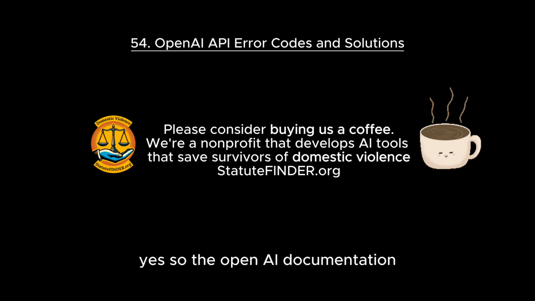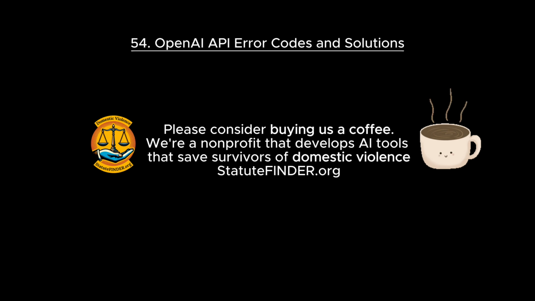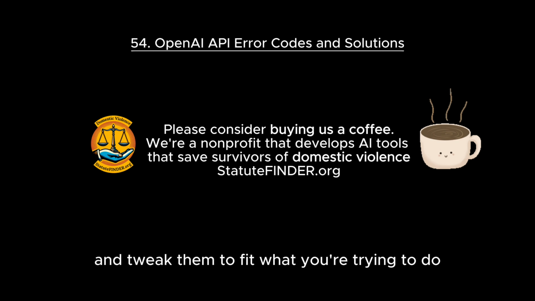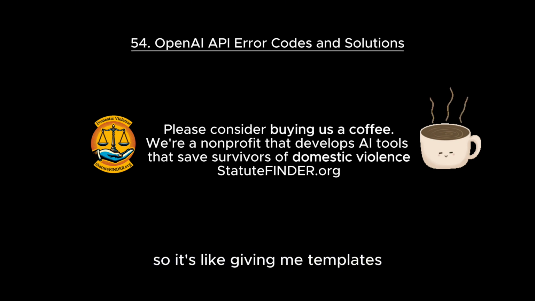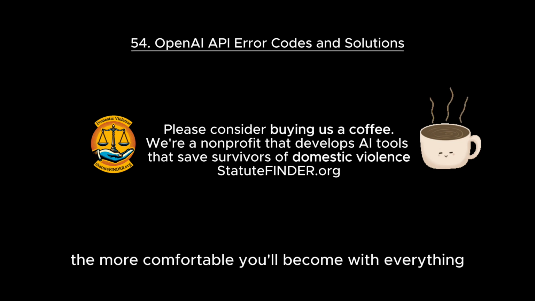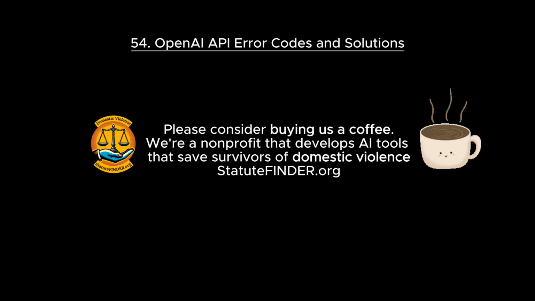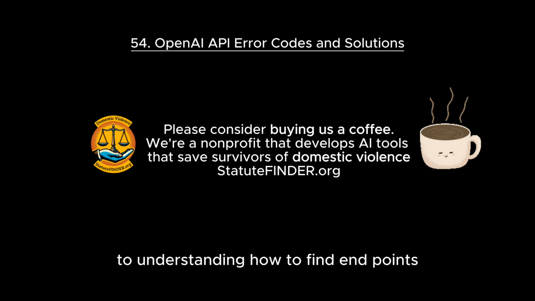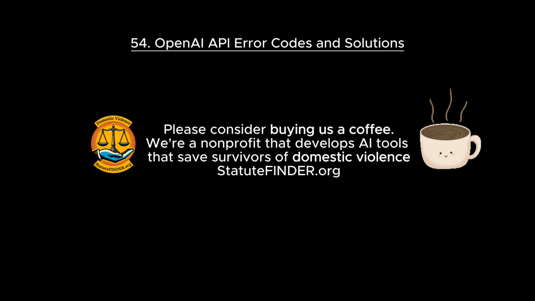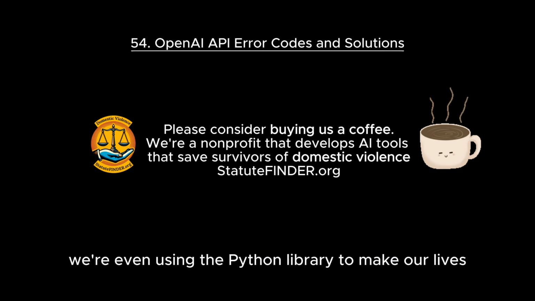Yeah, so the OpenAI documentation, it's your best friend here. You'll find lots of code examples showing how to use that Python library. You can often just copy and paste them and tweak them to fit what you're trying to do. Oh, okay. So it's like giving me templates. Exactly. That's really helpful. So the documentation doesn't just tell me what things are, it actually shows me how to use them. It does, yeah. That's super helpful. Yeah, and the more you use it, the more comfortable you'll become with everything. All right, so we've gone from being intimidated by the documentation to understanding how to find endpoints, how to structure our requests, and now we're even using the Python library to make our lives easier.